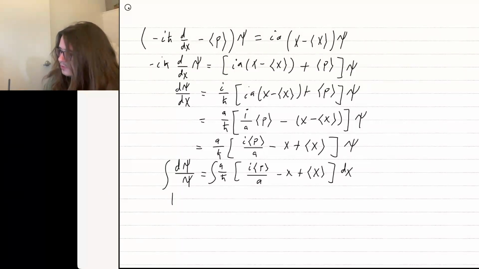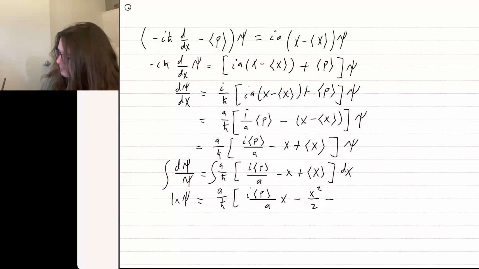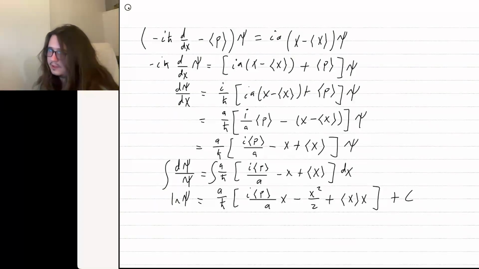So you just got natural log of psi on the left hand side. And on the right hand side, it's A over h bar in brackets i expectation value of p over A times x minus x squared over 2 plus expectation value of x times x plus c. If you remember from Calculus 1, you remember how embarrassing it is to forget the plus c, so don't do it here, because this isn't a definite integral.